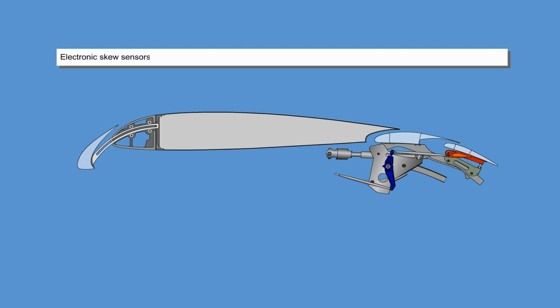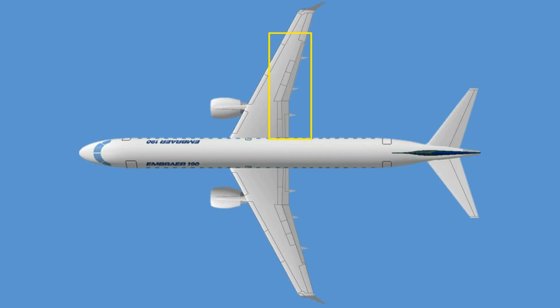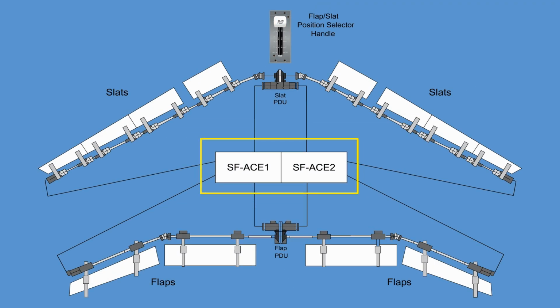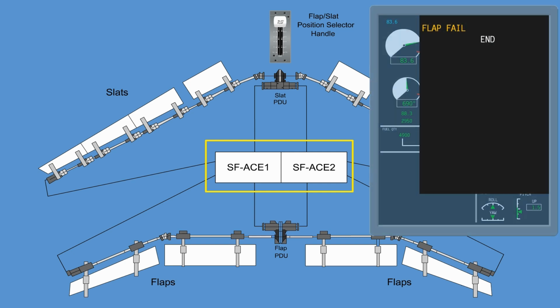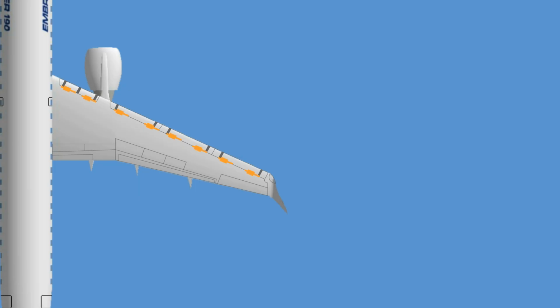Electronic skew sensors detect a disconnect in one flap actuator while the other on the same panel continues to operate. If differential movement of a panel exceeds acceptable limits, the slat flap ACEs will shut down the flap system, and the corresponding caution message will be displayed on the ICUS. There are a total of 8 slat actuators per side to provide the actuation force to 4 slat panels mounted on the leading edge of each wing.